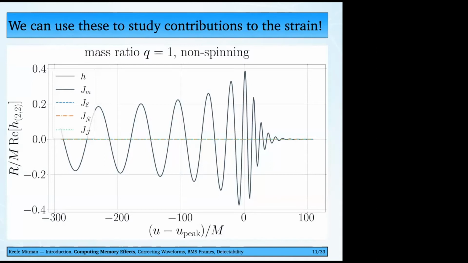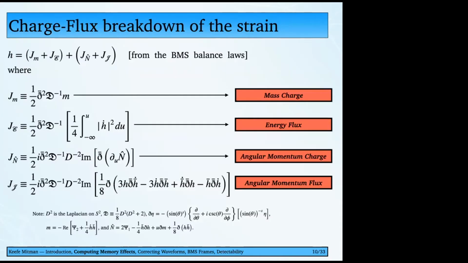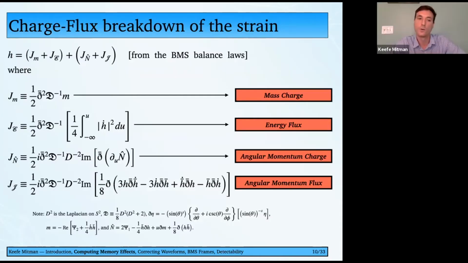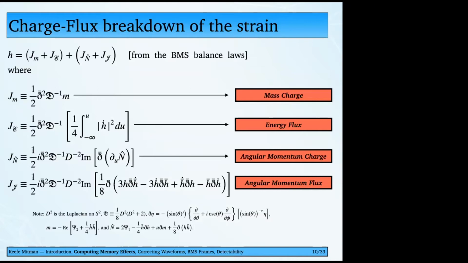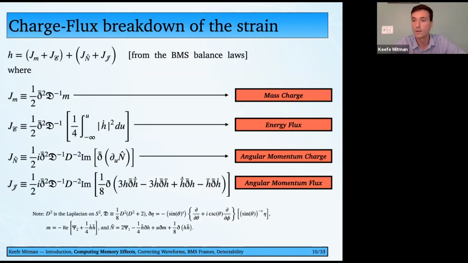Yes? Why is there a time derivative for angular momentum charge? Right. So when you have these balance laws, the imaginary part of the strain is sourced by the time derivative of an angular momentum charge and an angular momentum flux. So it's not that Jn is really the angular momentum charge. It's related to the time derivative of the angular momentum charge. Similarly, this Jj term is related to the time derivative of the angular momentum flux.